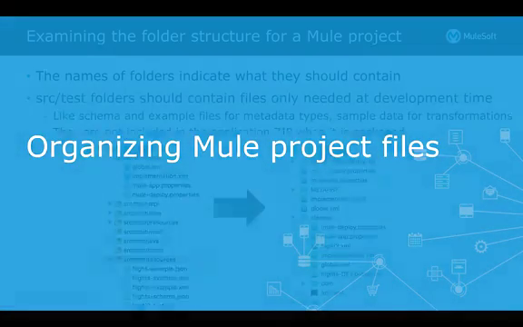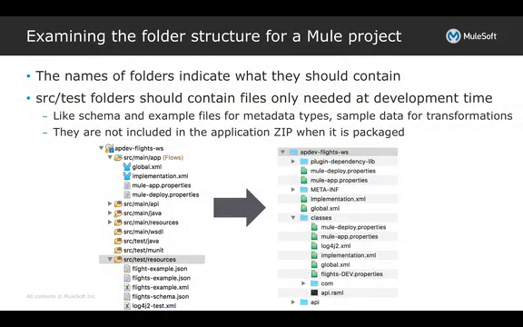Organizing Mule projects. Let's look at what the folder structure for a Mule project would typically look like. The names of folders indicate what they should contain. Source test folders should contain files only needed at development time, like schema and example files for metadata types, sample data for transformers. The reason we put things in source test is that when we package these apps, they're not going to be included in the deployable zip that will be sent to the server.